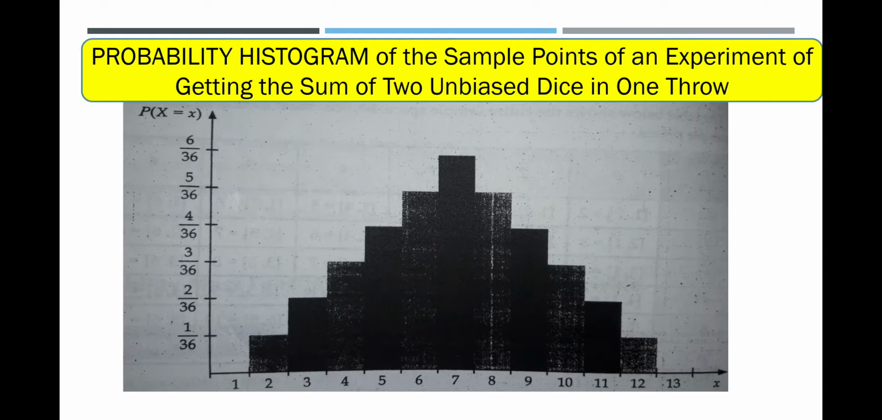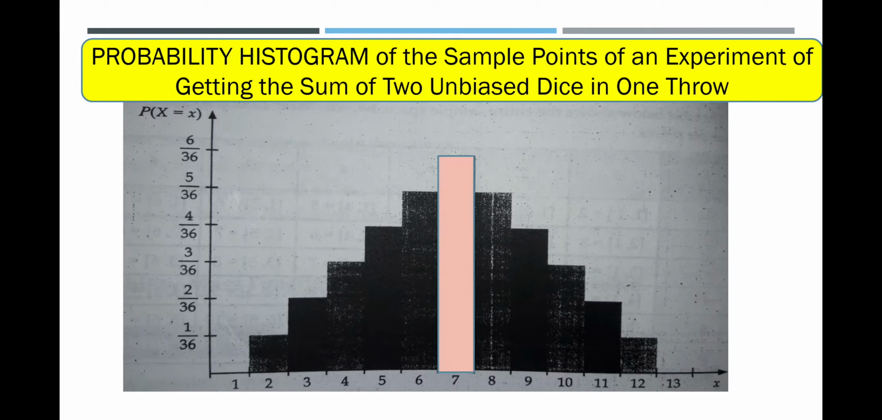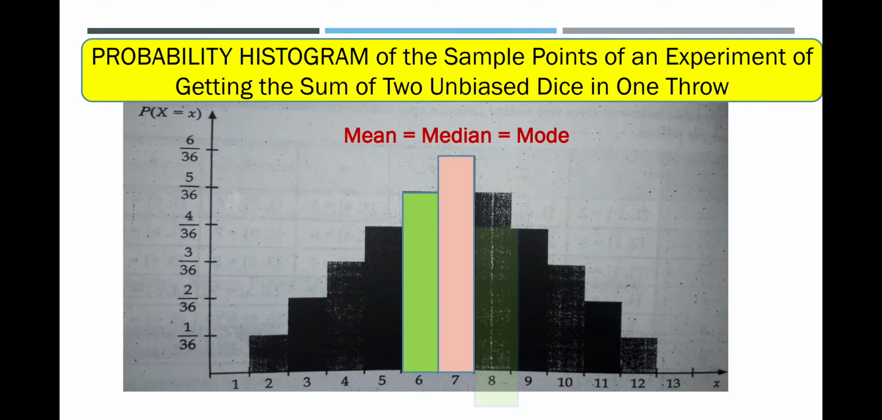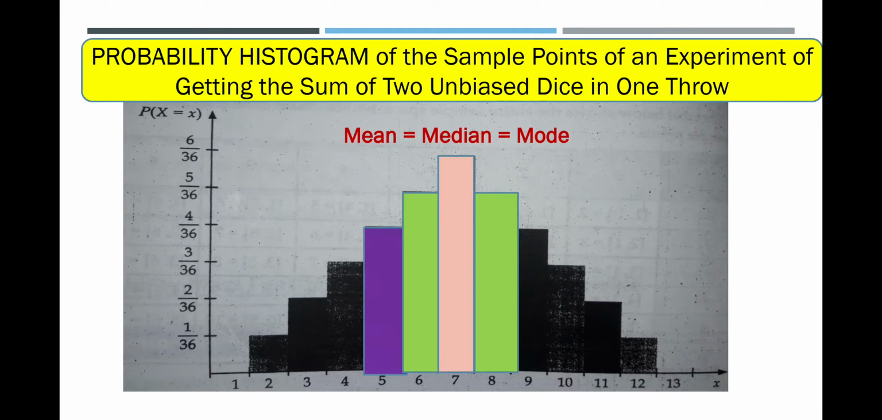Now, let's try to make a histogram. So we have here the probability histogram of the sample points of an experiment of getting the sum of 2 unbiased dice in one throw. Wherein for the sum of 7, we have 6 over 36, and that is the mean, median, and mode. And for the sum of 6 and 8, that is 5 over 36. For the sum of 5 and 9, we have 4 over 36.